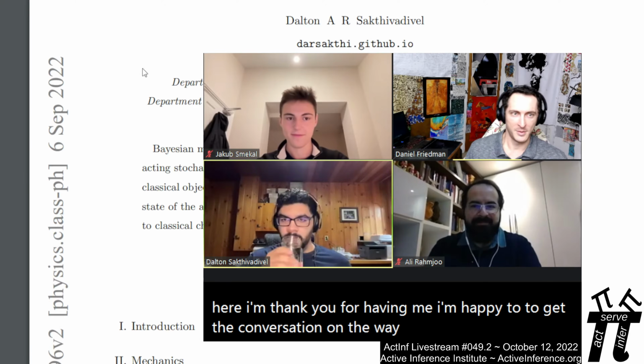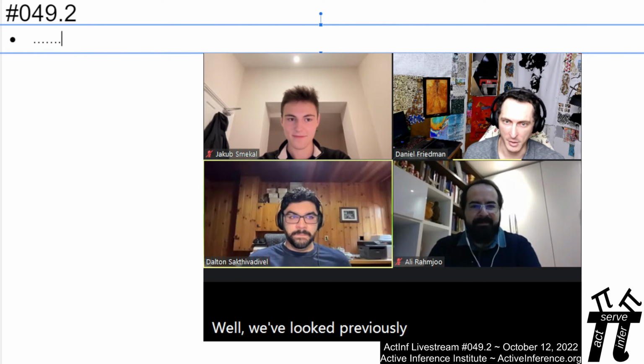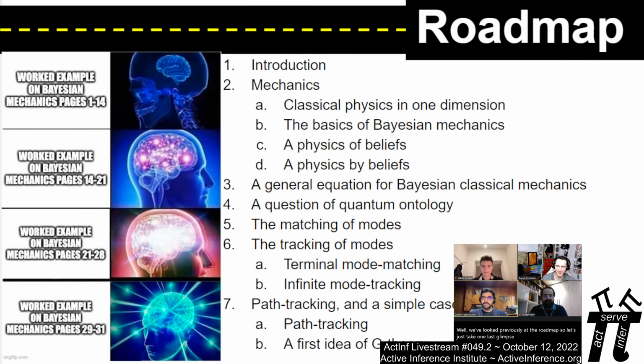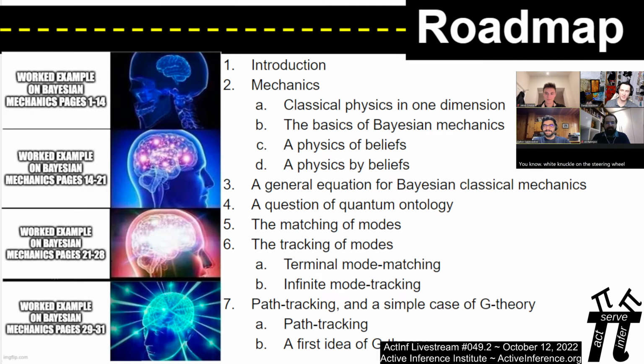All right. Well, we've looked previously at the roadmap, so let's take one last glimpse at our map before we go, white knuckle on the steering wheel. Maybe just one overview, Dalton, if you could provide what sections are addressed and what is the general anatomy and physiology of the paper. Yeah, of course.